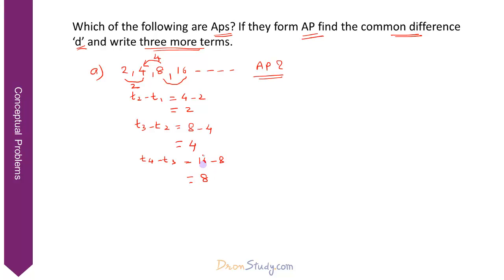Here every time the difference is varying. First it was 2, in second it was 4, and in third it is 8. Since this common difference is not the same, it is not an AP. Therefore the given sequence is not an AP.